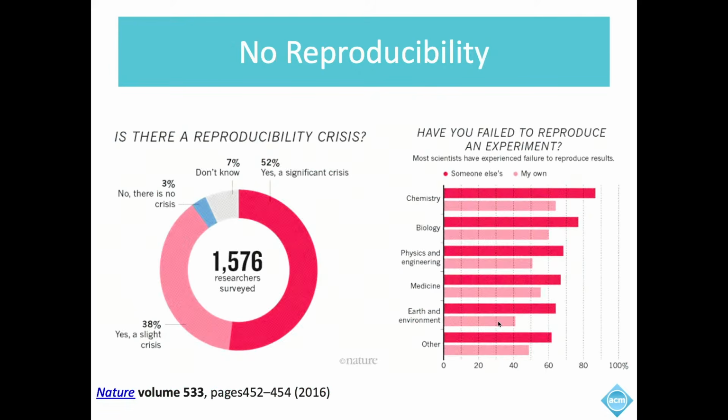Just a few numbers, not completely current, but even the current numbers are very similar. There is no reproducibility. This is a survey from about 10 years back; things are even worse now. In various types of sciences, how much was someone else able to reproduce your research, and how much was I able to reproduce my own research six months or a year later? As a computing scientist, I belong here, near physics and engineering. I don't know where you're coming from, but wherever you are, you can see it, so let's look at physics and engineering.